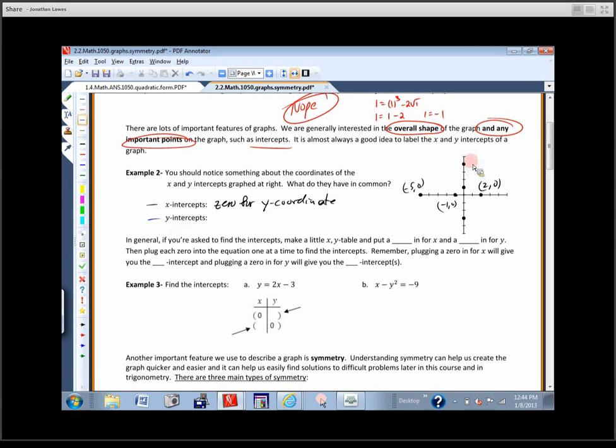Well, let's take a look at the y-intercepts. So this one right here is at 0, 4. This one's at 0, 1. And this one's at 0, negative 3. What do they all have in common? 0 for x.